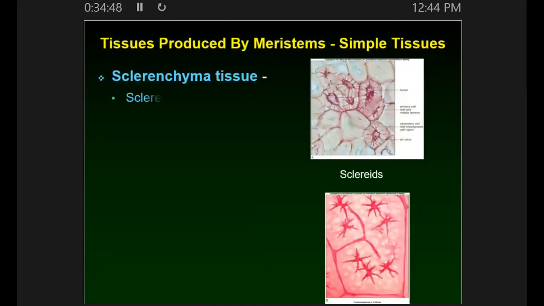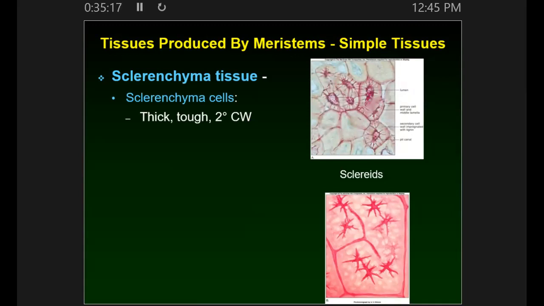Okay, so now sclerenchyma tissue. Of course, they have to come up with these big long words that are hard to pronounce. Sclerenchyma tissue. All right, so now we're talking about sclerenchyma cells. Sclerenchyma are thick, tough, and they have secondary cell walls. Are they alive or dead? They're dead, but they're still very important.